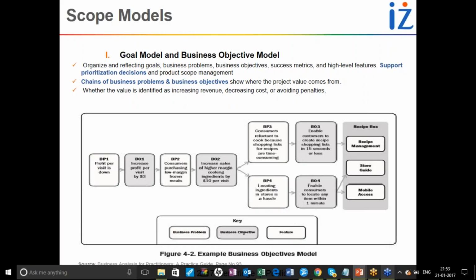These are the top features, and in all these features you need to take care of all the objectives, which are 1, 2, 3 and 4. So if your initial solution is solving all the objectives, then you are providing the minimum marketable features.